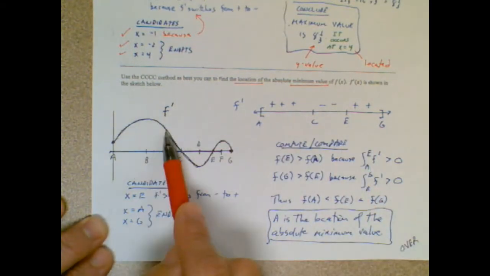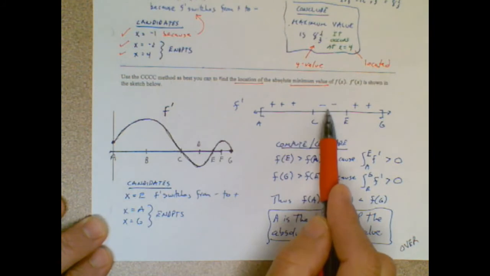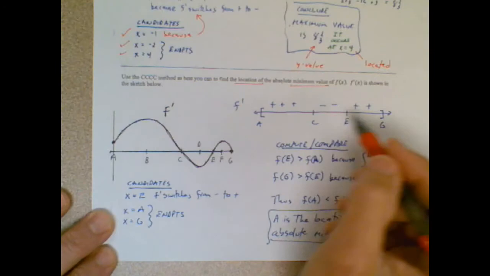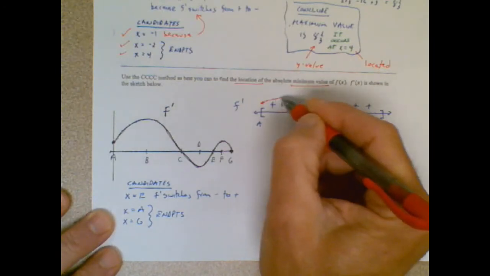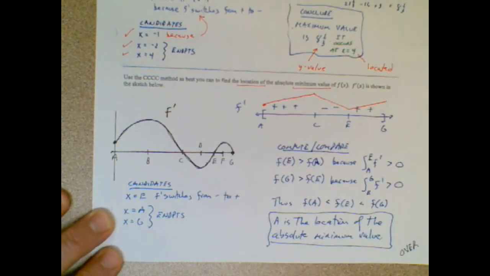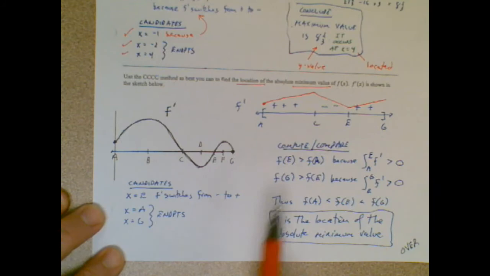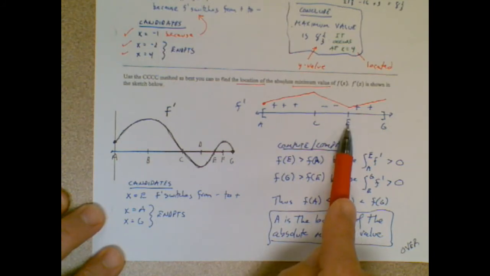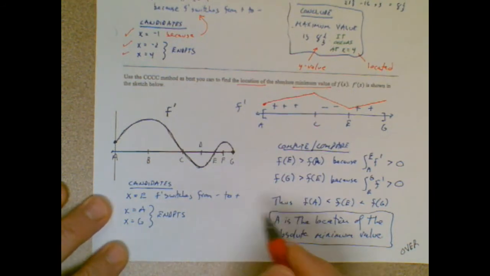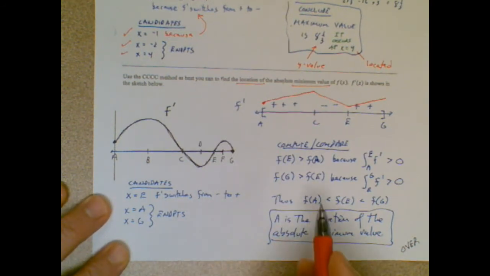My derivative is in positive territory. My derivative is in negative territory. My derivative is in positive territory. Remember, when you make that little number line, now you have an idea for yourself: function going uphill, downhill, uphill. My candidates would be E because it's a minimum, A and G because they're endpoints. Now the compute and compare in this case is going to be pretty rough because you don't have an equation to work with.